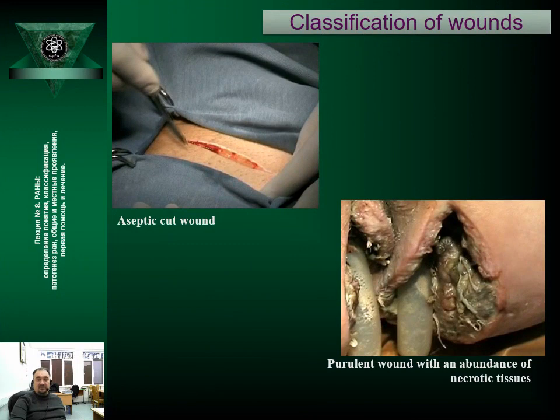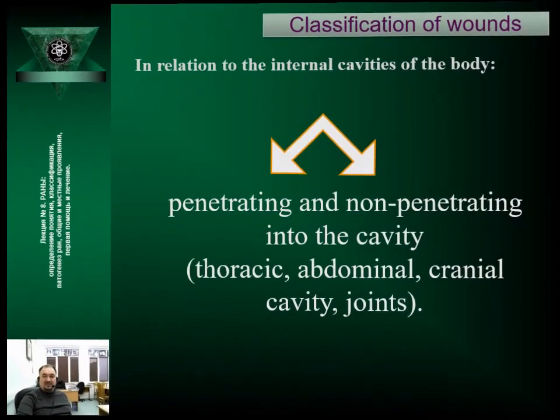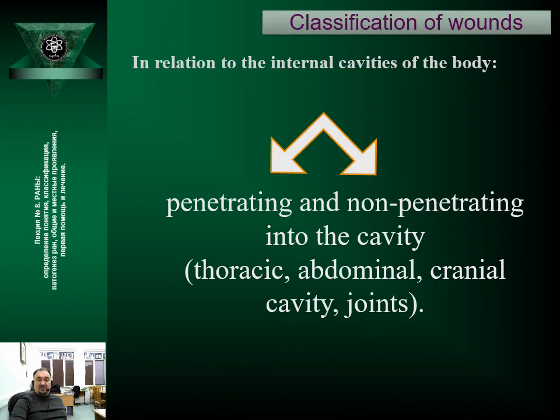Well, pay attention. An aseptic wound on the left, a neatly overlaid surgical field, treated, and here is a purulent option early with an abundance of necrotic tissues and a purulent flow directly from the wound. In relation to the internal organs, wounds are divided into penetrating and non-penetrating into the cavity.